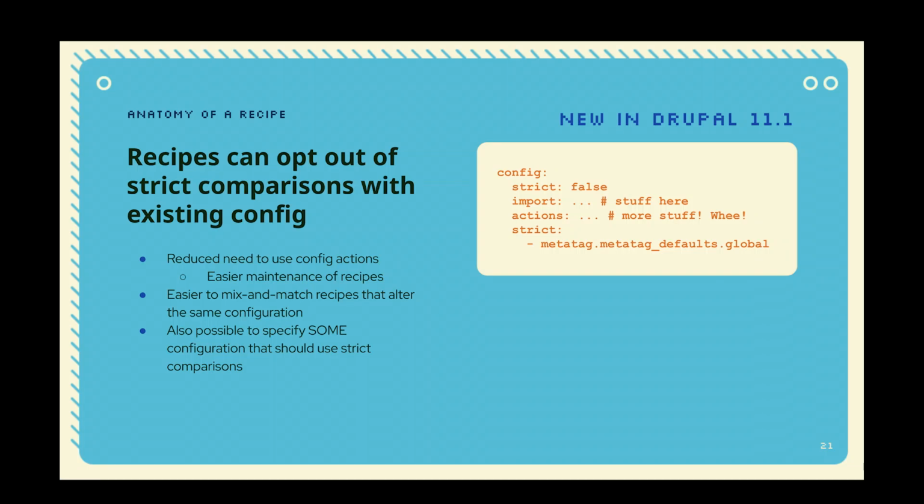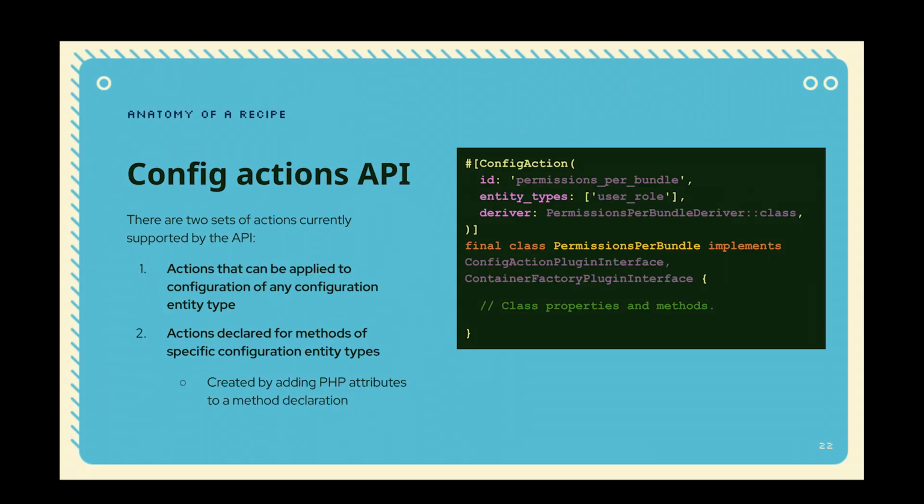One of the other things that's new in Drupal 11 is you have the ability in your recipe to opt out of strict config comparison. So it effectively treats each of even the static files that you provide as being sort of like create if not exist. If it sees that it's there, it's going to say that's fine, and I'm not going to worry about any differences. So it definitely makes it easier to create recipes, and it's also going to make it easier to mix and match recipes as well.